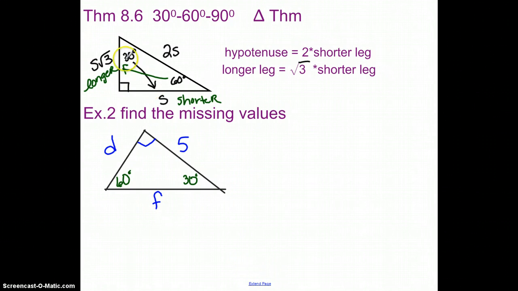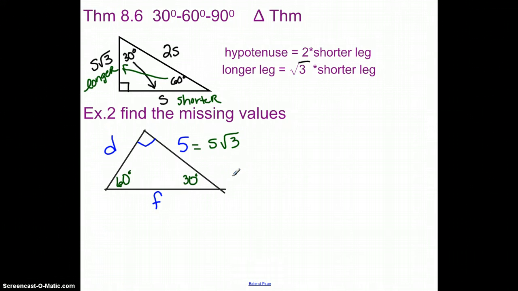So if I look up here, the big key to all of these is the letter s. If I know s, I can figure out all of them. And s has to be across from the 30. So that's the d over here. That's not going to help me too much. This side with the 5 is across from the 60. So 60 is going to be s square root of 3. So really that means this side equals s square root of 3.